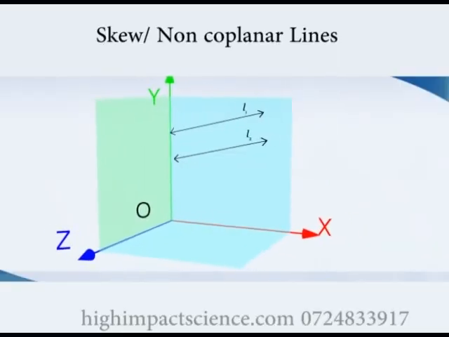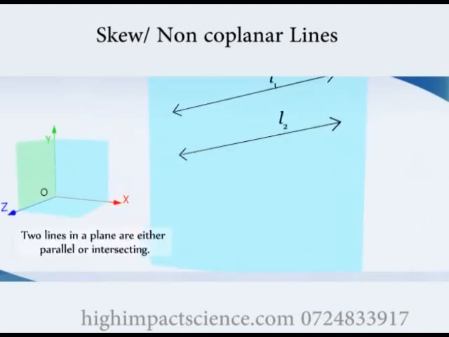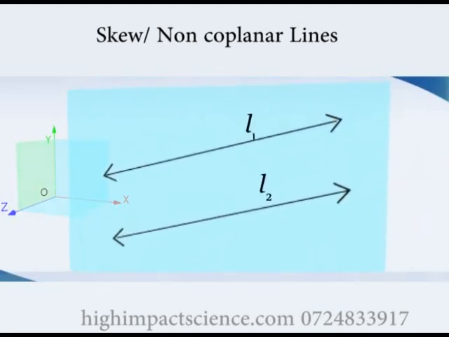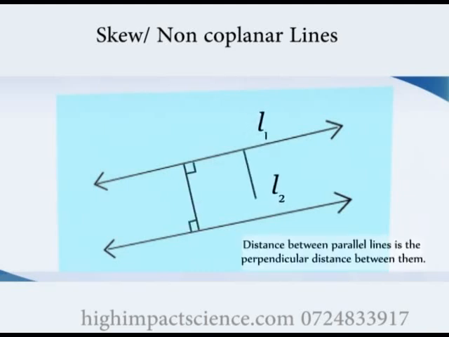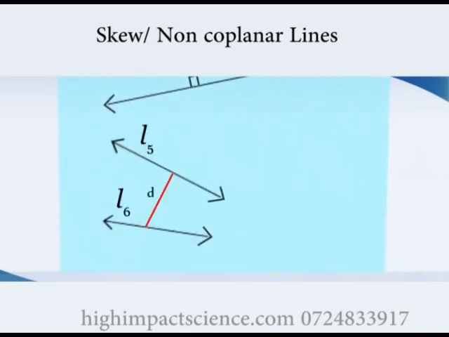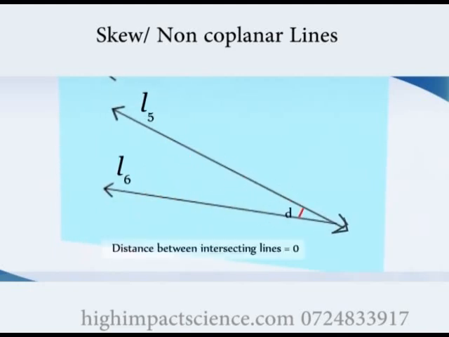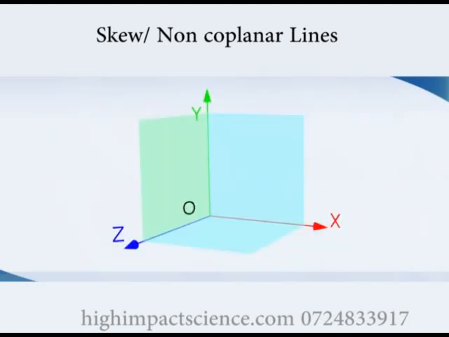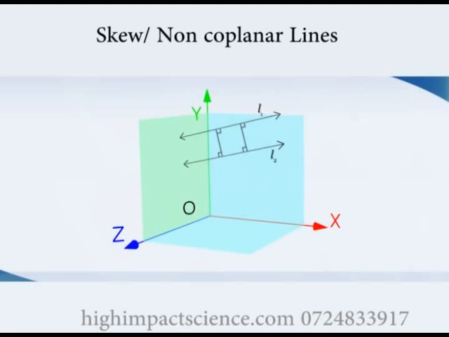Next, skew lines. Now, any two lines in a plane are either parallel or intersecting. If the two lines are parallel, then the shortest distance between them is the perpendicular distance between them. If the two lines are intersecting, then the shortest distance between them is 0. Equally in space, the shortest distance between two parallel lines is the perpendicular distance between them, and the shortest distance between intersecting lines is 0.